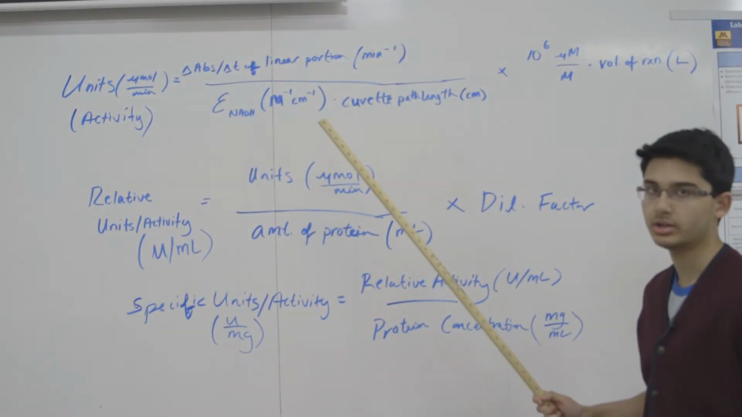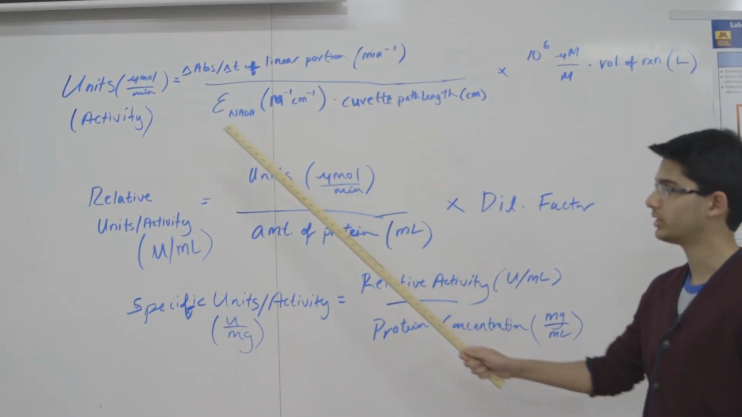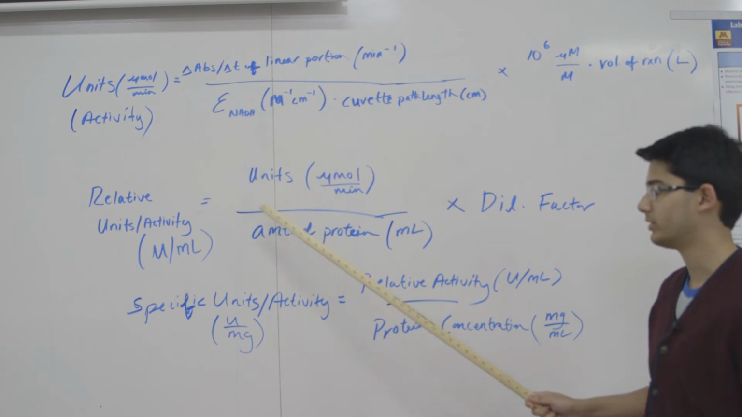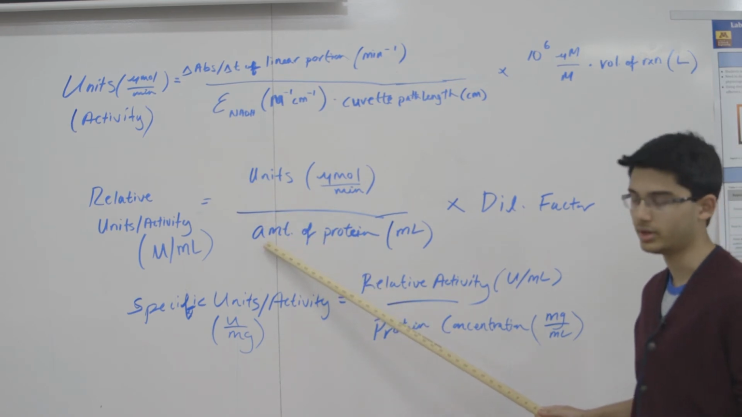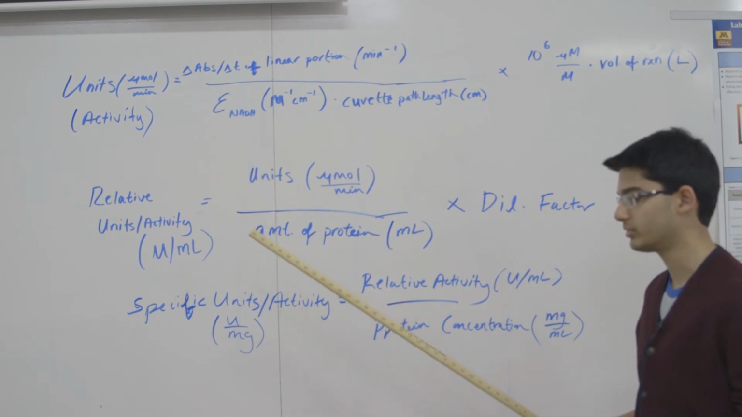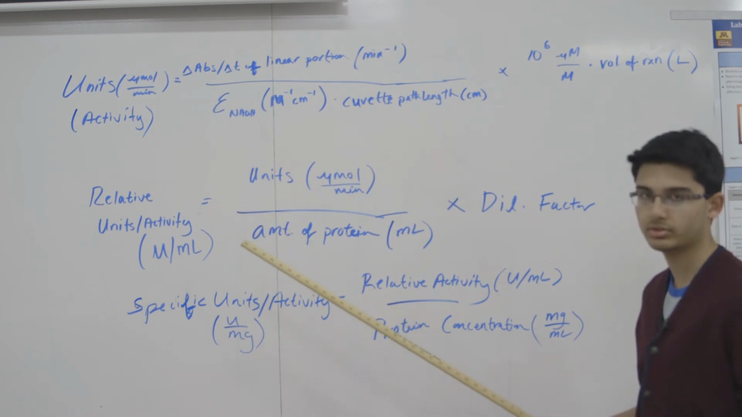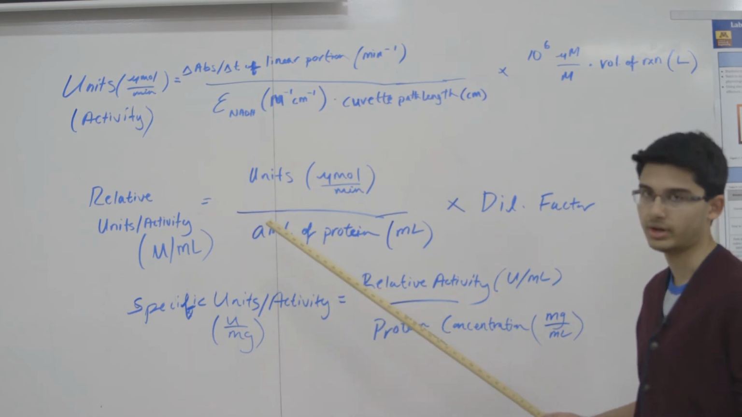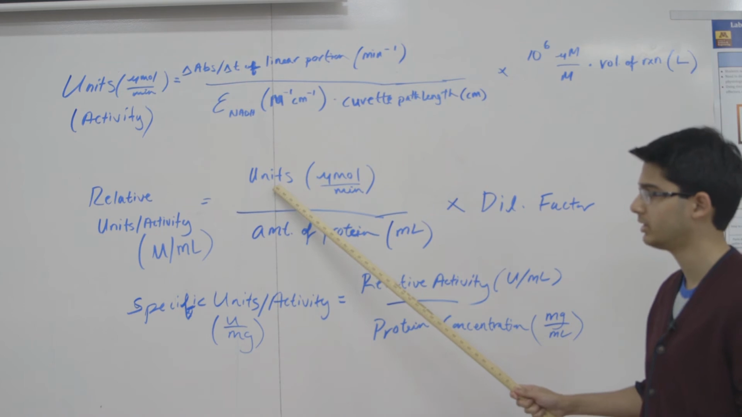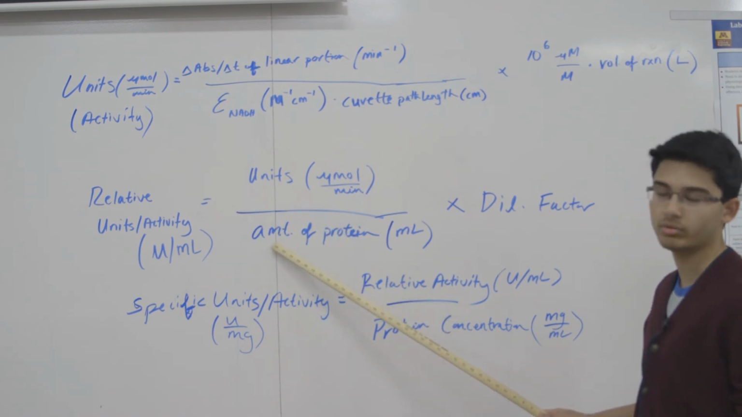So once you have that and you want to find the relative activity, you take your activity and you divide that by the amount of protein in your cuvette. So let's say you use 5 microliters. That's equal to 0.005 milliliters. So you'll divide your activity by 0.005 milliliters.